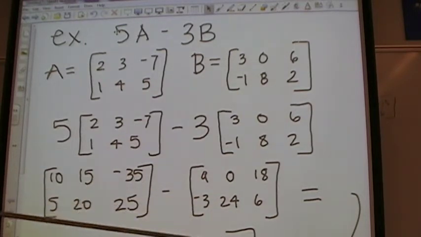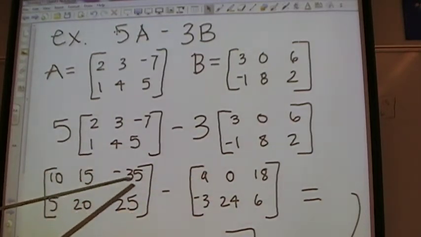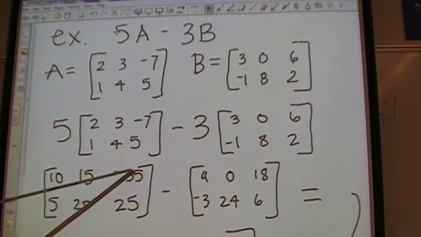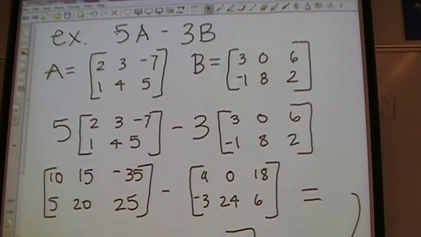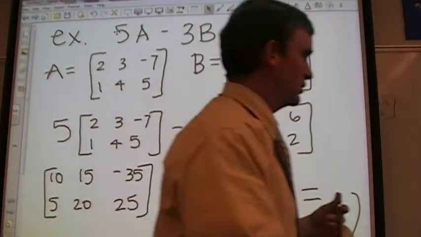Now I've got a subtraction problem. Remember, you can only add and subtract two matrices that are the same size. You learned that last week. So what do we get here? What's 10 minus 9? 1. 15 minus 0? 15. -35 minus 18? -53. 5 plus 3? 8. 20 minus 24? -4. And 25 minus 6? 19. Okay. Let's check our answer.